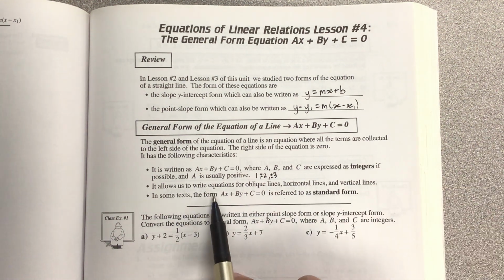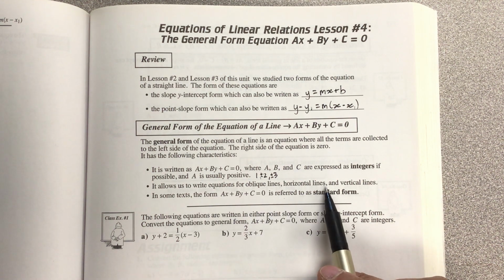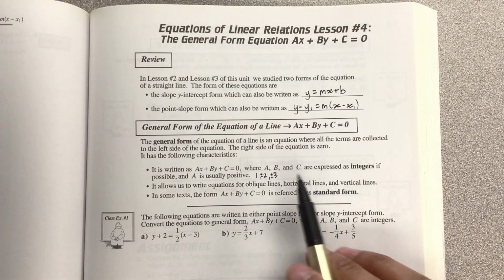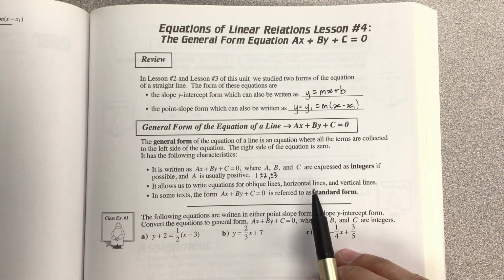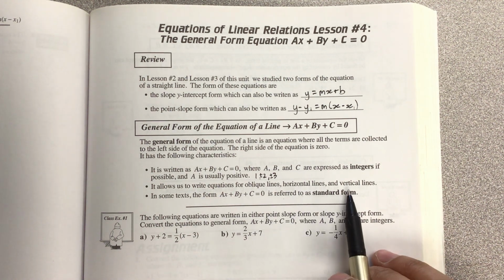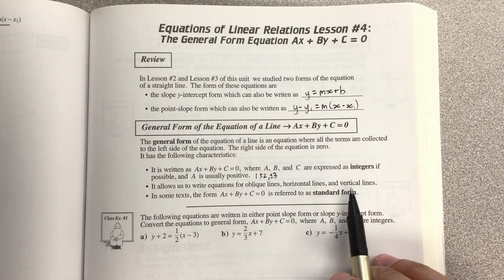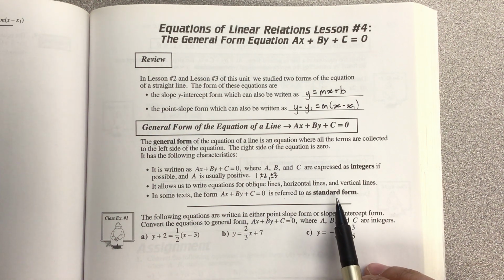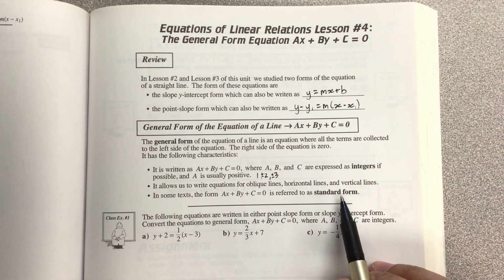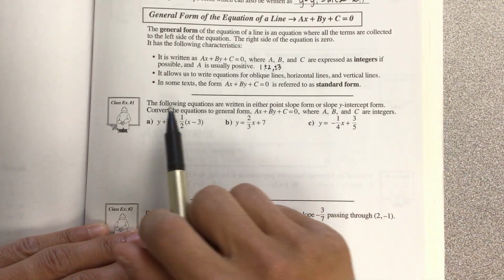What it allows us to do is write equations for oblique lines, horizontal lines, and vertical lines. Lines at an angle, horizontal lines going straight sideways, and vertical lines going straight up and down. Sometimes it's also referred to as standard form. So let's take a look at our first example.